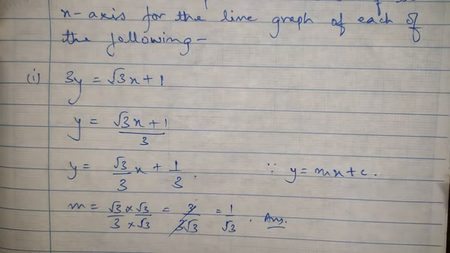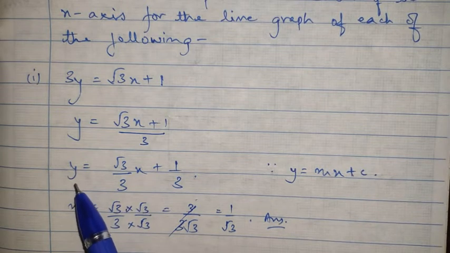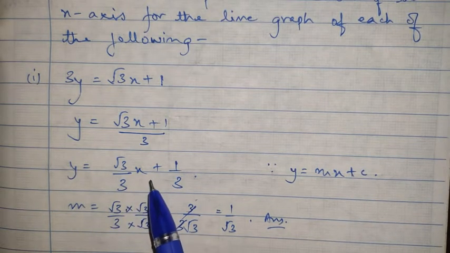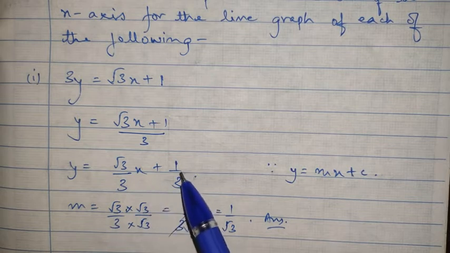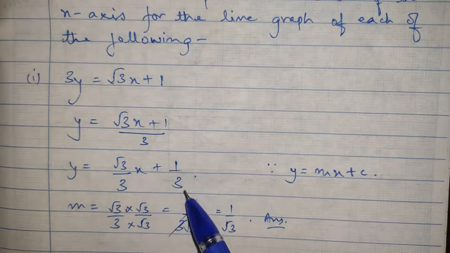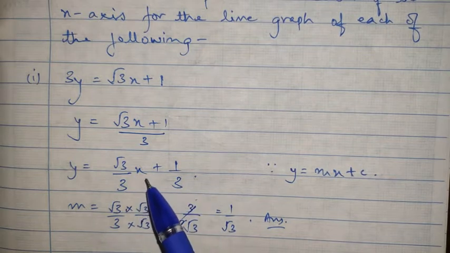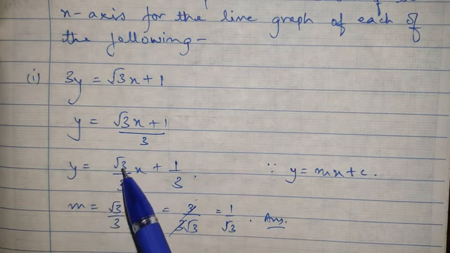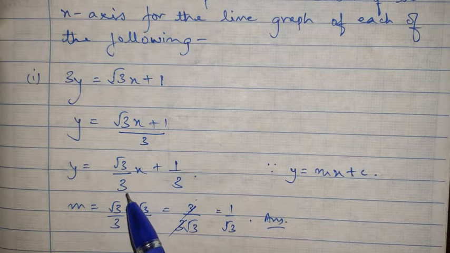So from this simplification we can see that in place of c in this given equation we have the value 1 by 3. That means the y-intercept is 1 by 3. And as far as the slope is concerned, the slope value will be root 3 upon 3. But we are going to simplify that because we have to find the angle of inclination also.